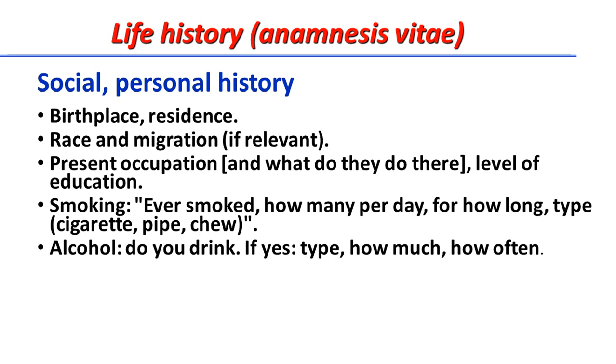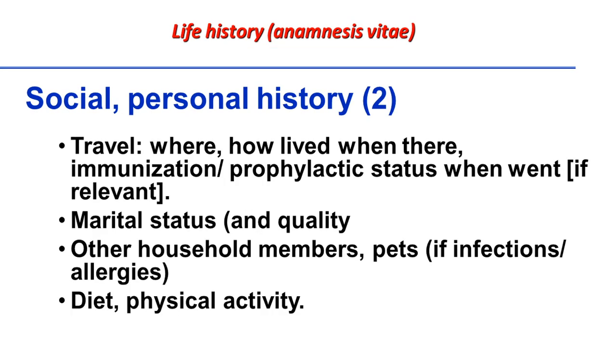Level of education, smoking: if they smoke, how long, type, whether cigarette, pipe or chew, and how many per day, how many cigarettes per day. If they use alcohol, do you drink, type of alcohol, how much, how often. If they use drugs, also type of drug, how much, how often. Social personal history includes also travel, where, how lived, when, their immunization, prophylactic status.